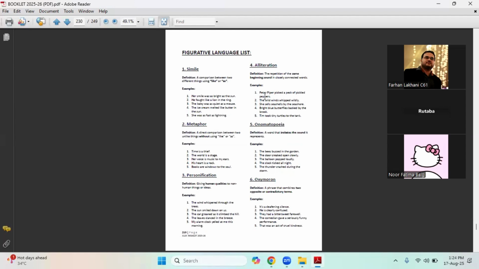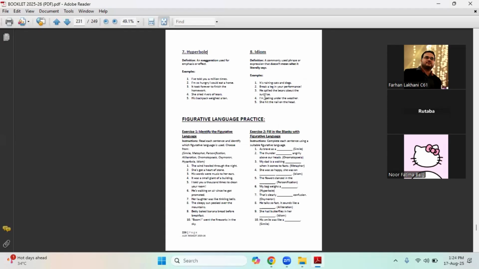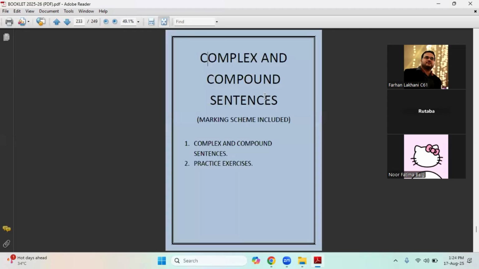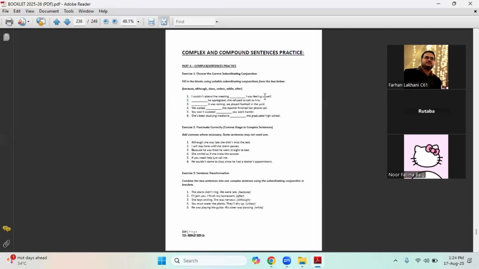It will help you revise because you've been studying them in your schools as well. So there's a little bit to revise, okay? And then figurative language practice is there. Alright. Now complex and compound sentences. There will be a proper class for this, so you will skip it for now; it will have a proper class.